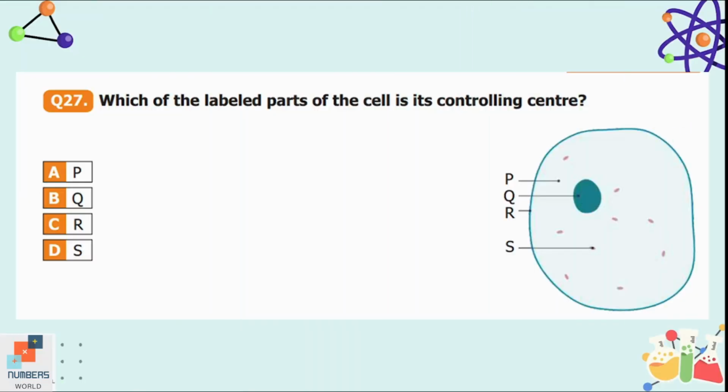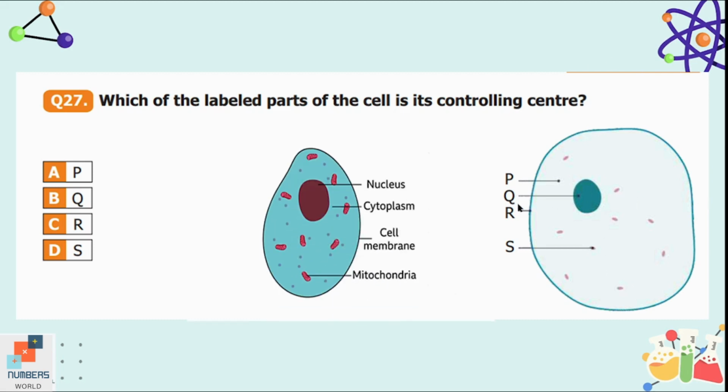Question number 27, which of the labeled parts of the cell is its controlling center? So we can see different parts of the cell are labeled as P, Q, R, and S. If we look at the names of these parts, the part that is labeled as Q is the nucleus of the cell. So the nucleus actually controls the whole system of a cell. So option B is the correct option.